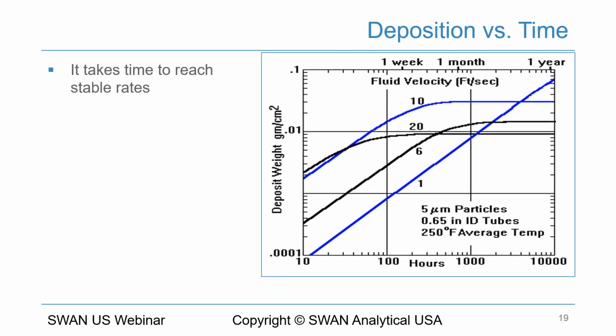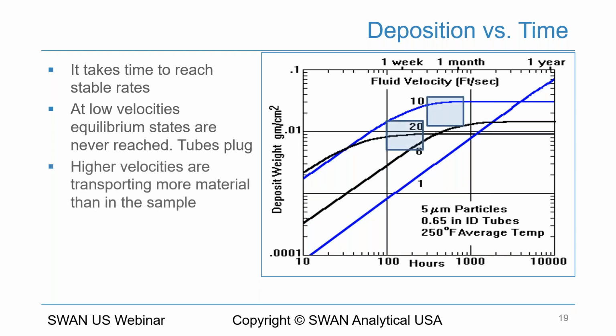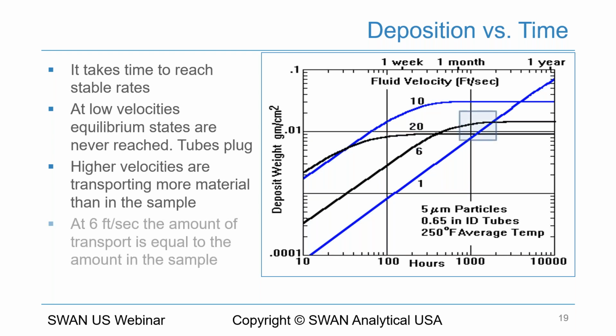This is showing a graph of how long it takes for us to reach that equilibrium state. And it takes considerable amount of time to reach those stable points. So at low velocities, we never hit that equilibrium. We just can't. We're just dropping material down the tube. If we get at higher velocities, again, we start transporting more material than what was in the sample. So again, we're looking for that 6 feet per second, where we're transporting the equal amount of what was in the sample to the analyzer.